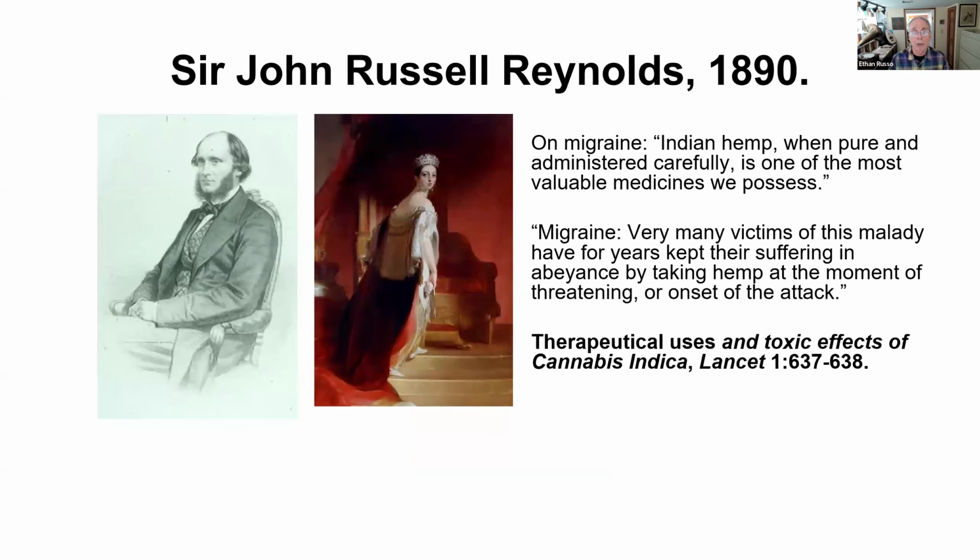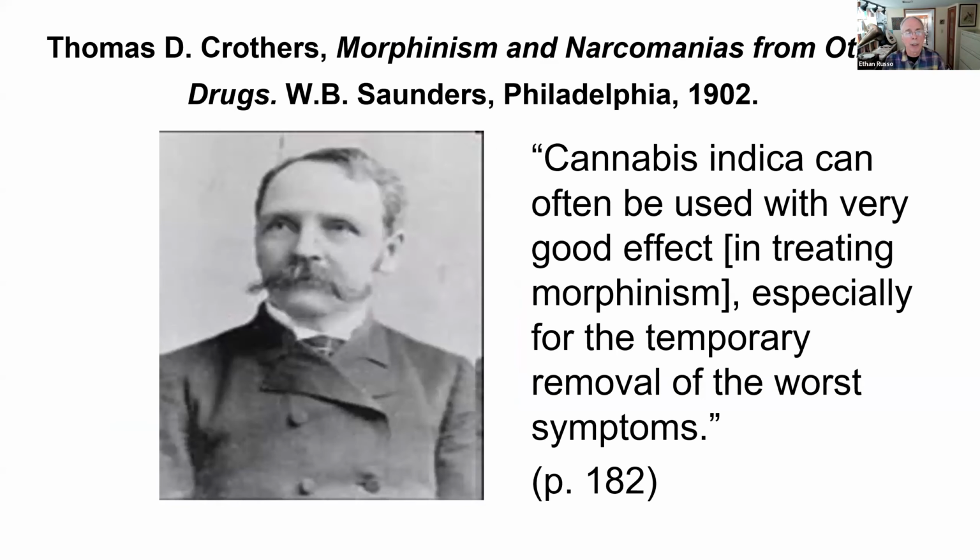Back to our friend Sir John Russell Reynolds on migraine in 1890, after decades of using it in his patients, he said, quote, Indian hemp, when pure and administered carefully, is one of the most valuable medicines we possess. Also, quote, migraine. Very many victims of this malady have for years kept their suffering in abeyance by taking hemp at the moment of threatening or onset of the attack. It is an unusual medicine that's both good acutely and also produces prophylactic effects in migraine.